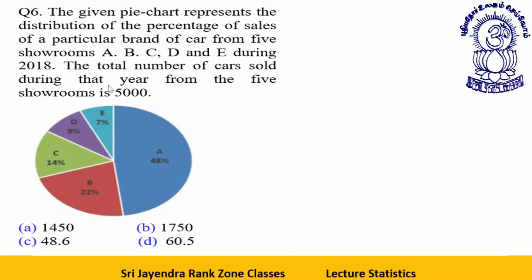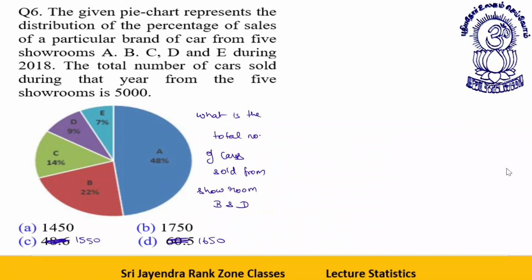Now the total number of cars sold during that year from the five showrooms is 5,000. First of all, these options are 1650. And the question is, what is the total number of cars sold from the showroom B and D? Okay, dear students.